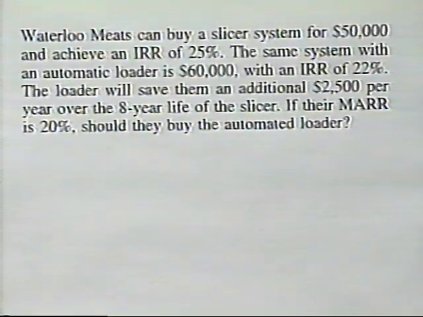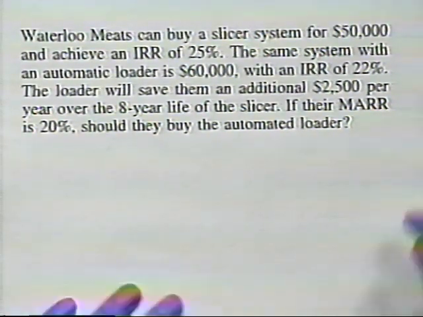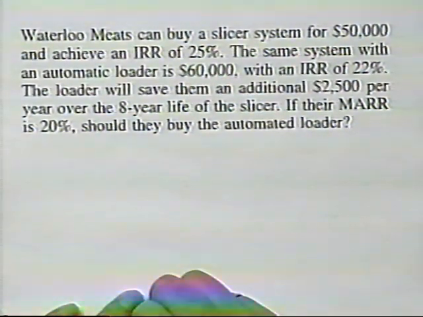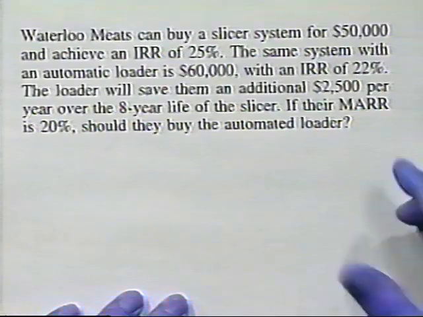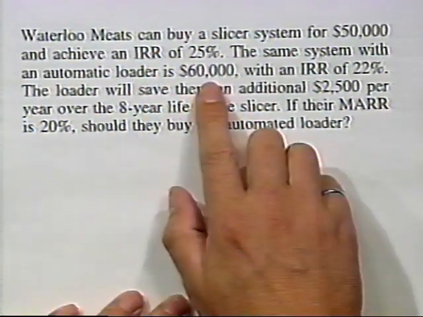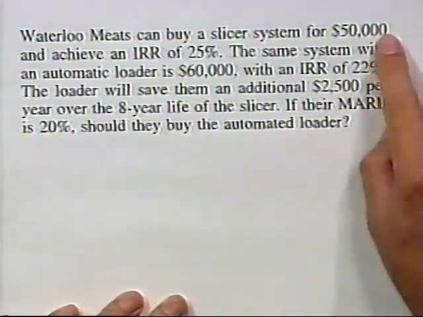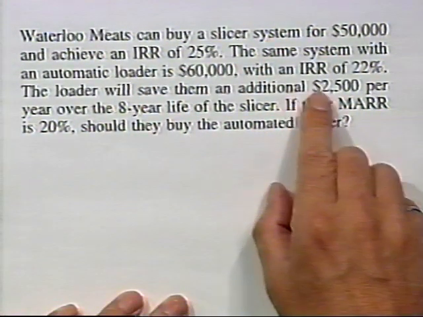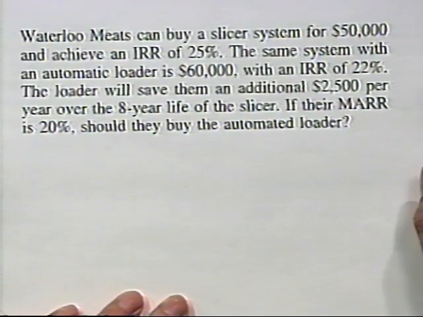Here's an example problem. Waterloo Meats can buy a slicer system for $50,000. So this would be for slicing cold cuts. And with that slicer system, they can earn an internal rate of return of 25%. They can buy the same system with an extra feature, an automatic loader, costing them $60,000 instead of the $50,000 for the basic system. The second system, the larger one, has an internal rate of return of 22%.